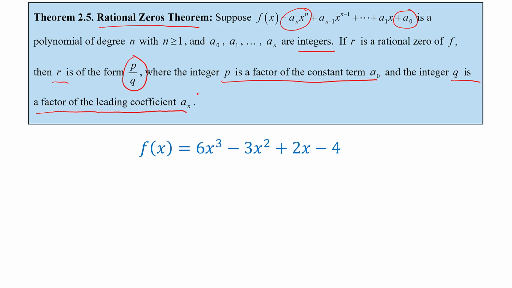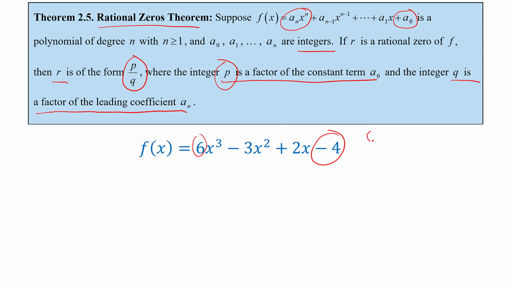So if I want to find the potential rational zeros of this polynomial function, I'm going to start by figuring out, well, what is a sub n? The leading coefficient would be 6. The constant term here is negative 4. So let's start by seeing if we can figure out what p would be. So p is going to be a factor of the constant term, negative 4.